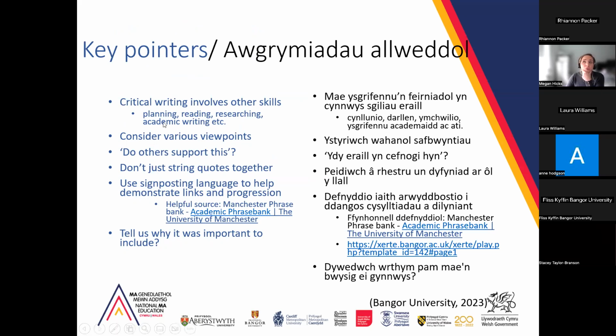It does, I will say, is critical writing does involve other skills. It's important, given that critical writing is based on a well-reasoned, well-researched argument. Other skills are really important to ensure you're able to write critically in an effective way. So planning, reading, researching are really important to make sure you're identifying those key arguments and that you're able to write about them in a structured and effective way.